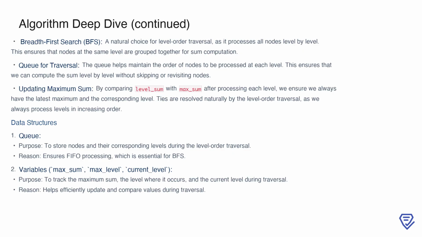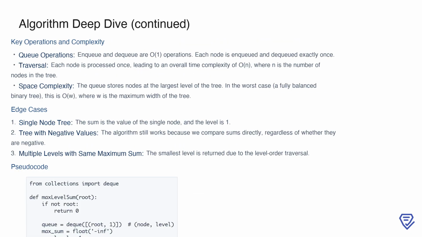Beyond the queue, we also use variables like max_sum, max_level, and current_level to keep track of the traversal state and results. Now let's analyze the key operations and their complexities. The enqueue and dequeue operations for the queue are both O(1), and since each node is enqueued and dequeued exactly once, the overall traversal time is O(n), where n is the total number of nodes in the tree.